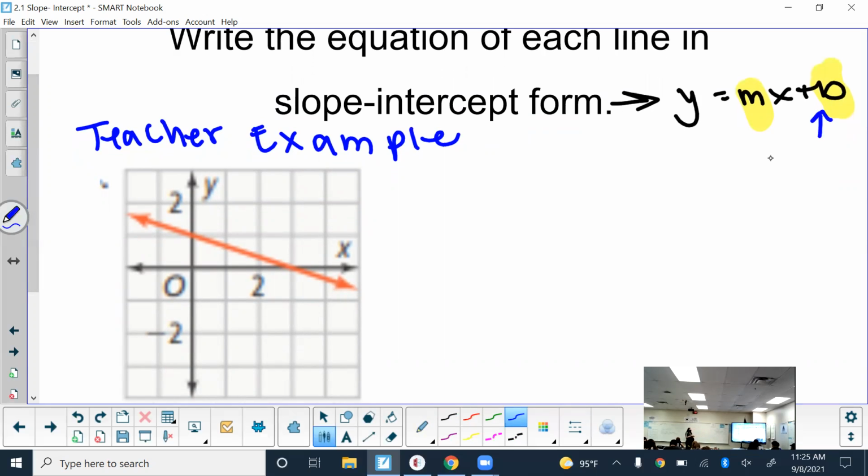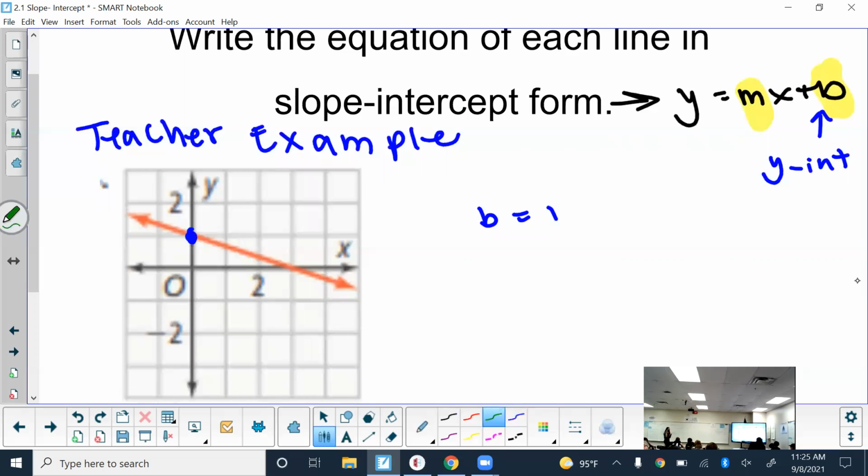So look at your graph and think about what y-intercept means. Look at your vocab, what is a y-intercept? Where the line crosses the y-axis. So y-axis, are we talking about the vertical axis or the horizontal? Vertical. So where does it cross on the y-axis? At 1. All right, is this a positive or a negative one? Positive, because it's above the 0, so that's the positive side of it.